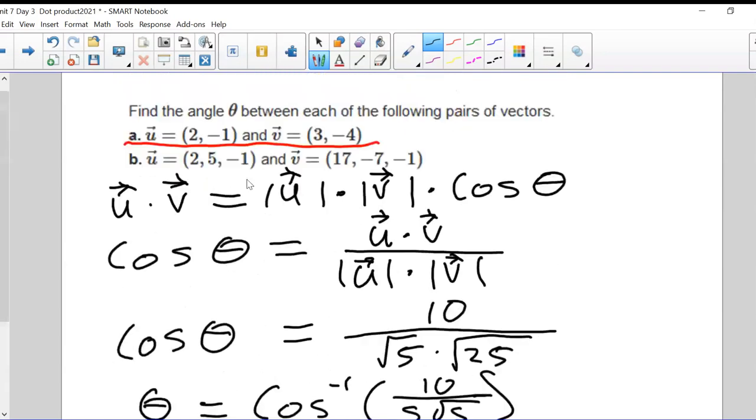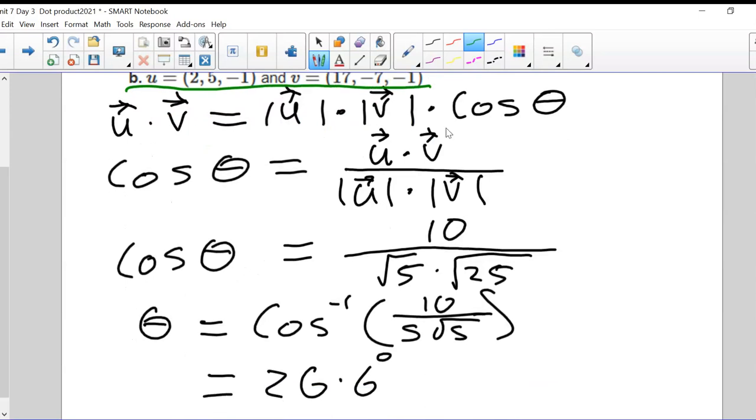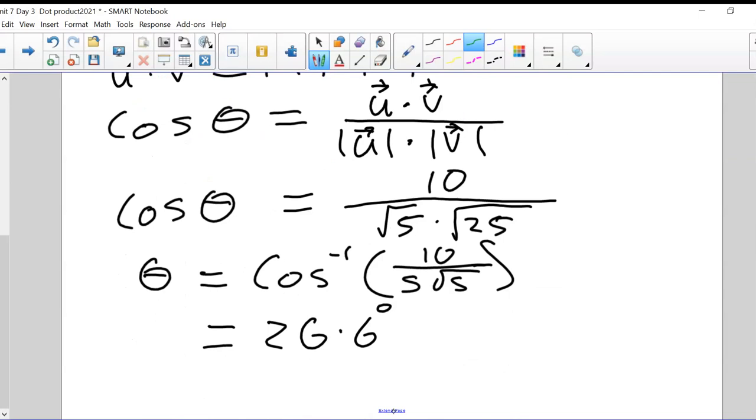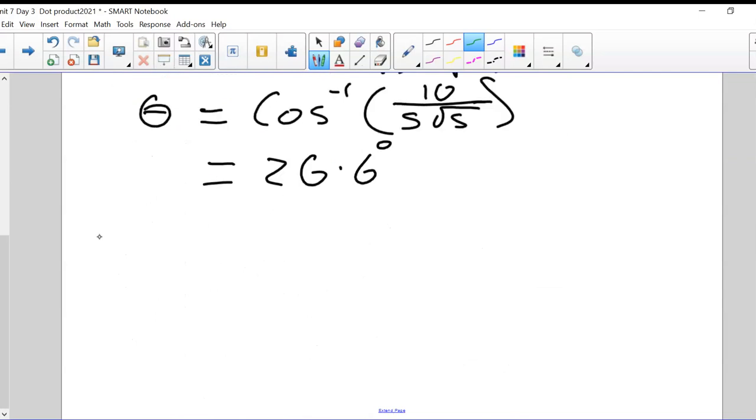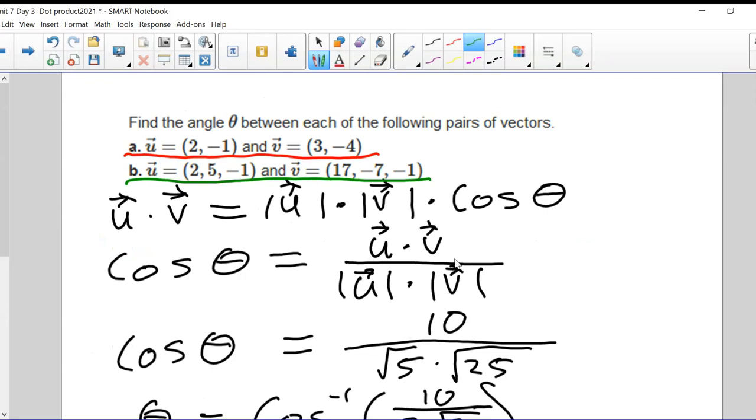So I'm going to be calling on one of you. Now we're going to be working on these two vectors, but we're going to apply the same principle. We're going to say that the cosine of theta is equal to the dot product of those two vectors. So 2, 5, minus 1 and 17, minus 7, minus 1. Let me go back to my wheel.